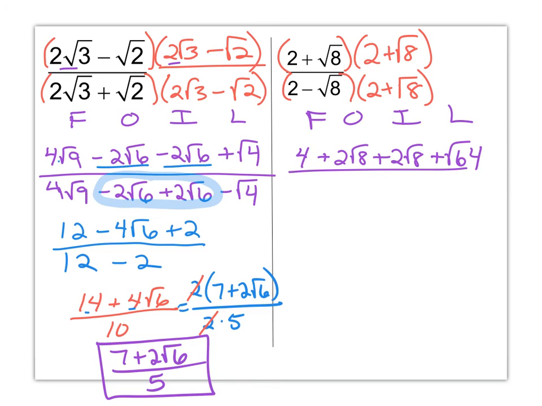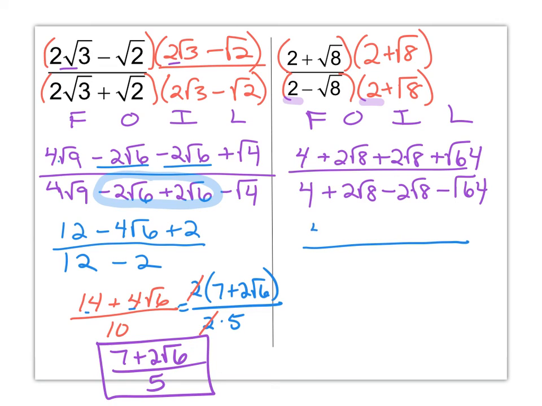In the denominator, our first, we have 2 times 2, that's going to be 4. The outer is 2 times square root of 8, is plus 2 square root of 8. The inner is negative square root of 8 times 2, which is minus 2 square root of 8. And the last is minus square root of 8 times square root of 8, or minus the square root of 64. Let's simplify these by combining like terms.